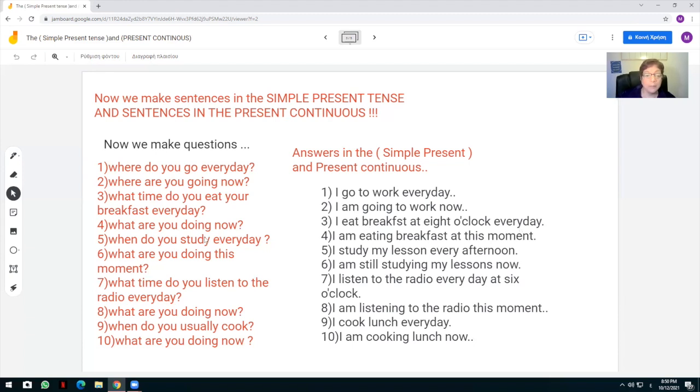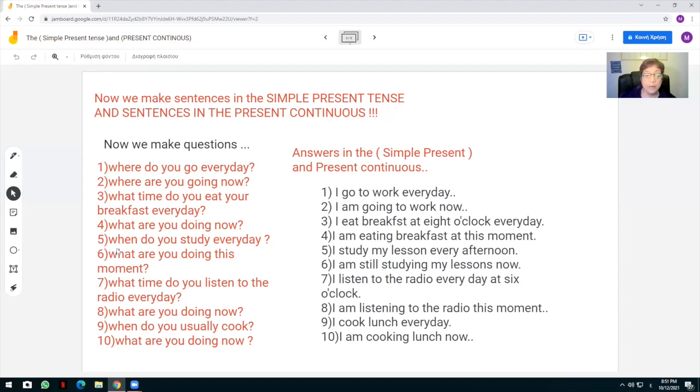I have my breakfast is simple present tense. This is something you do every day. Now, what are you doing now? Now, this moment, what are you doing? I am eating breakfast at this moment. اللحظة دي أنا بنفطر. Okay.